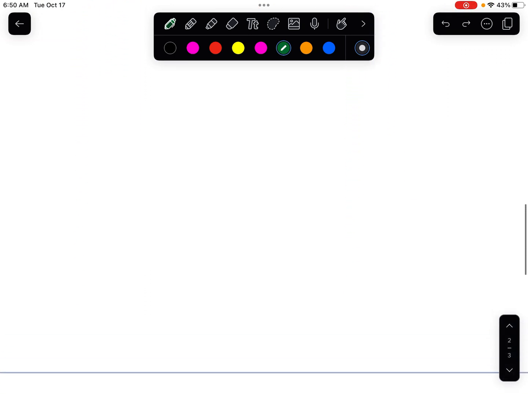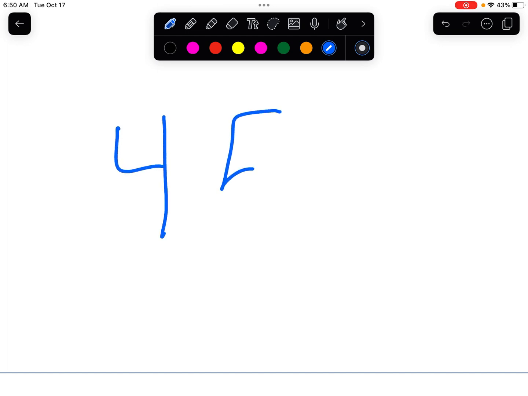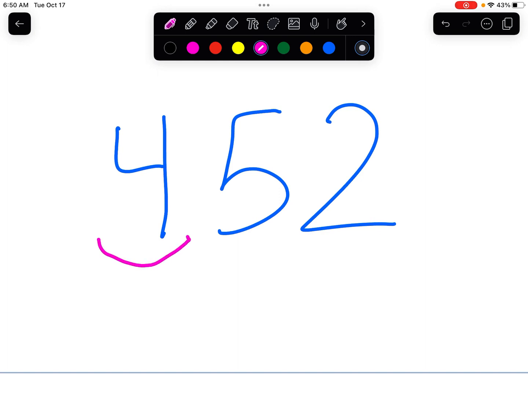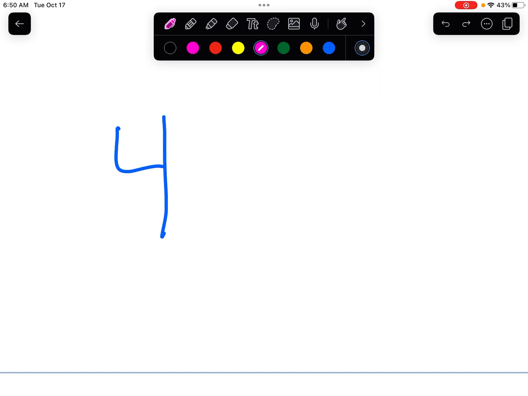Let's do some quick practice. I'm going to write a number and think about to yourself how you would say it, okay? And now just remember that you start off in the hundreds place, and then you say the number, then 100, and then you're going to say the tens and ones place numbers together. So here we have 452. If you thought to yourself 452, you were correct.